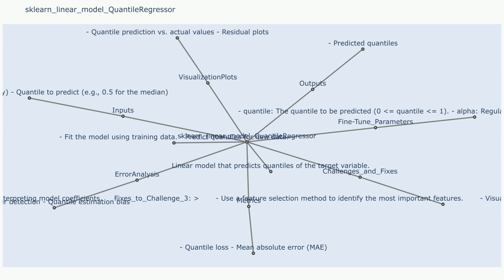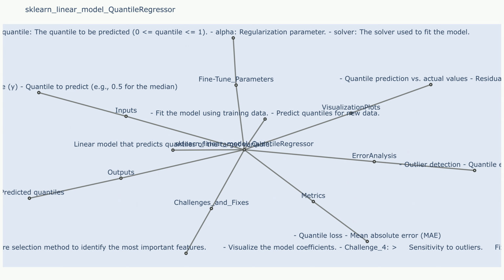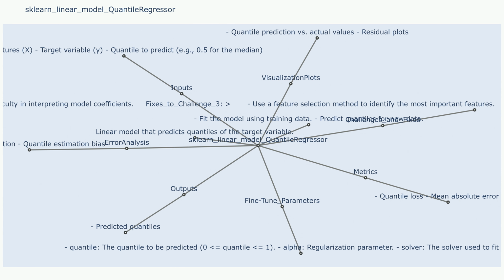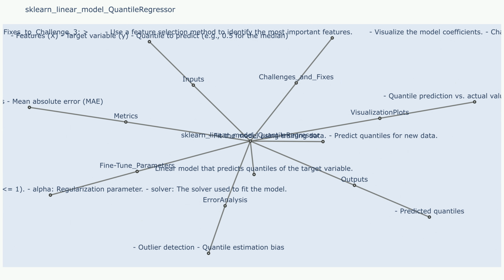Metrics. Mean absolute error measures the average absolute difference between the predicted quantiles and the actual target values. Quantile loss, a specialized metric for quantile regression, measures the deviation from the target quantile. Visualization plots. Quantile QQ plot visualizes the distribution of the predicted quantiles against the actual target values to assess the model's performance in capturing the desired quantiles.